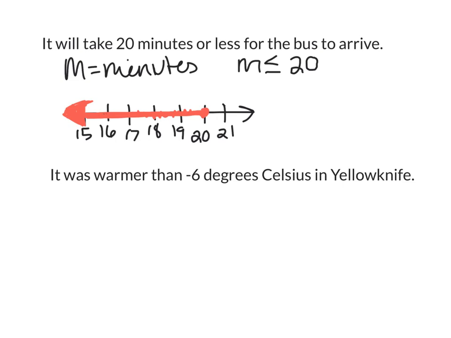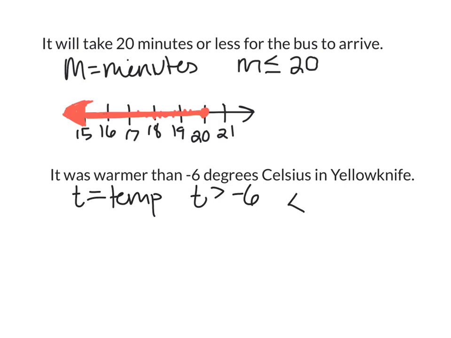Let's say that it was warmer than -6 degrees Celsius in Yellowknife, which is a place in very far northern Canada. And so now what we're talking about is temperature. So we're going to say T equals temperature. And we know it's warmer than -6 degrees. So that means it's not -6 degrees. It might be -5, might be -4, -3, -2, might be 5 degrees, might be 10 degrees, might be 50 degrees. Unlikely, but it's possible. We don't know. We just know it's warmer than -6. So we're going to say T is greater than -6. Notice I didn't put the line underneath this time because it's not equal to. It must be warmer than.